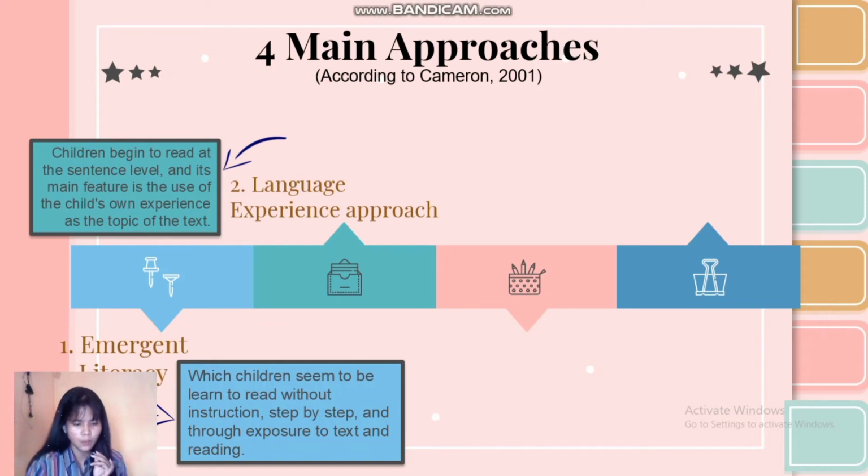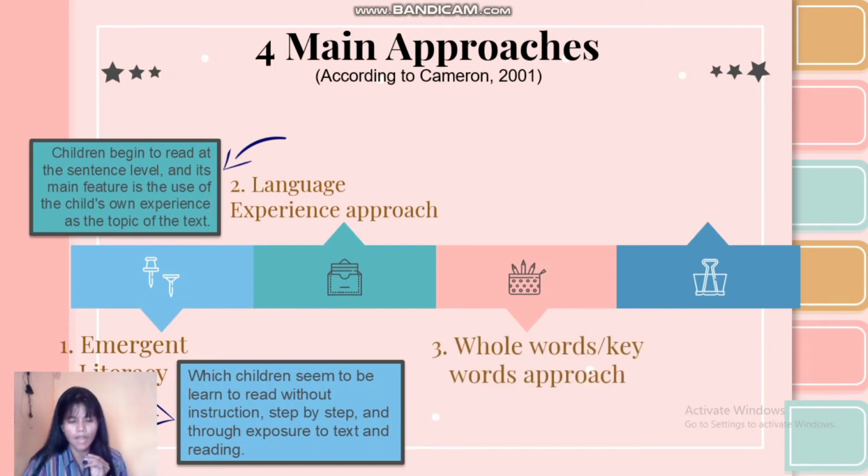And the second main approach is the language experience approach. In the language experience approach, children begin to read at the sentence level, and its main feature is the use of the child's own experience as the topic of the text. So this approach holds that if children are given reading material that they are used to, it will help them to learn to read.